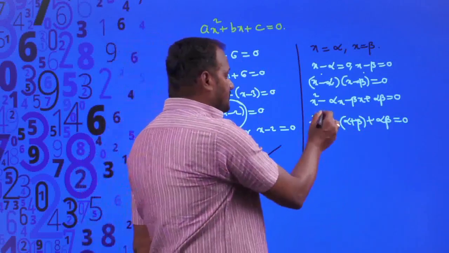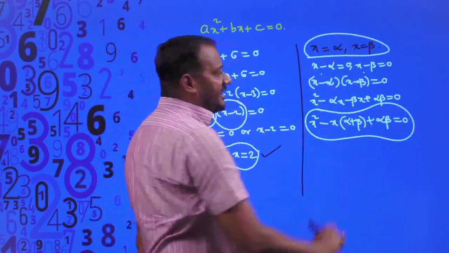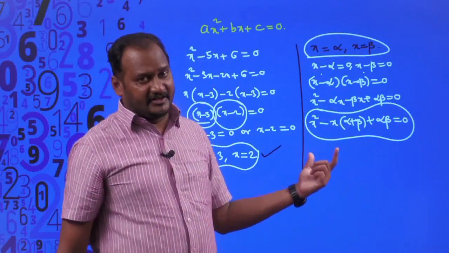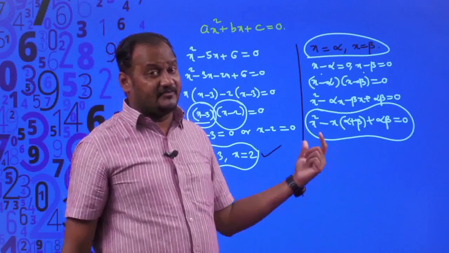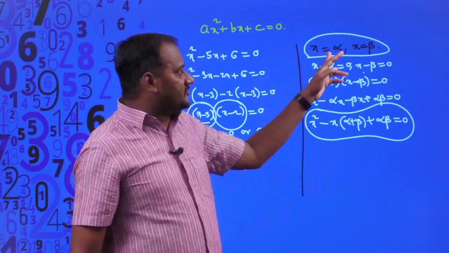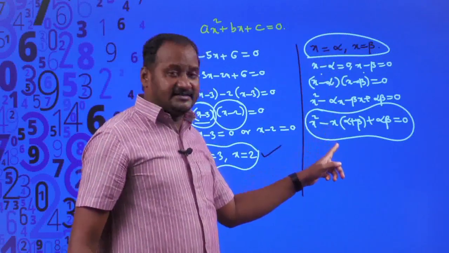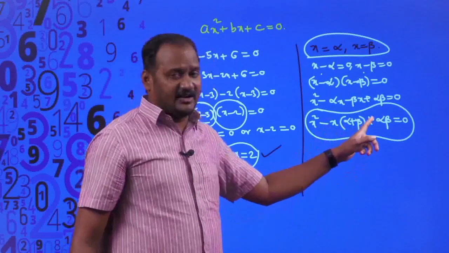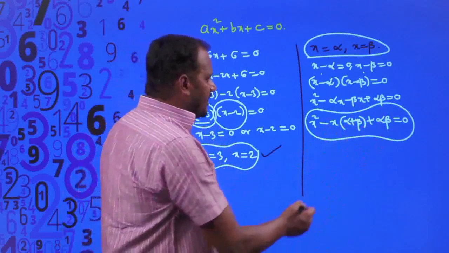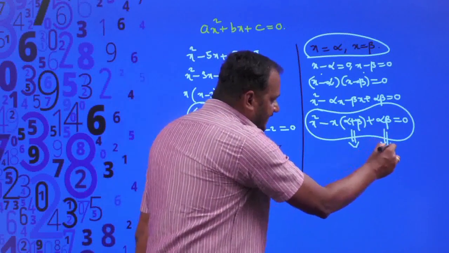This is what you call a quadratic equation whose roots are alpha and beta, right? Now we have one formula to figure out the quadratic equation when the roots are given. When the roots are alpha and beta, the quadratic equation is x square minus x into (alpha plus beta) plus alpha into beta is equal to 0.